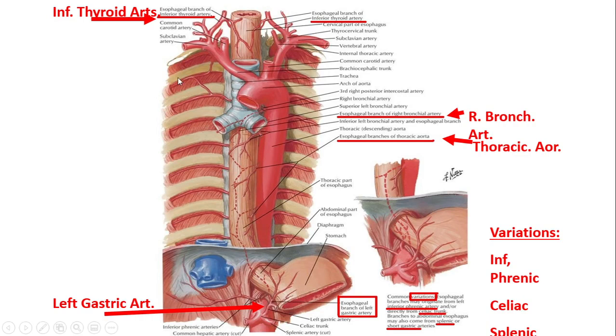The esophagus, brief anatomical points. This is the cervical part of the esophagus. This is the thoracic part of the muscular tube, that is the esophagus, and its relation to the major vessels in the chest and the anterior trachea. And this is the abdominal part of the esophagus.